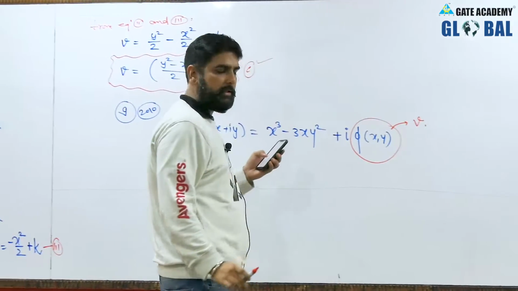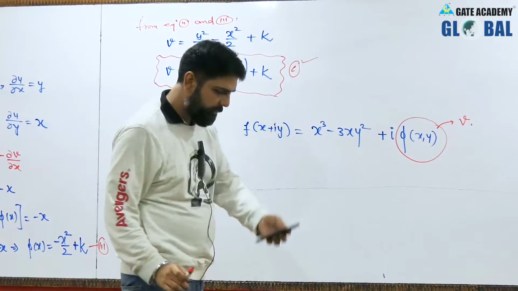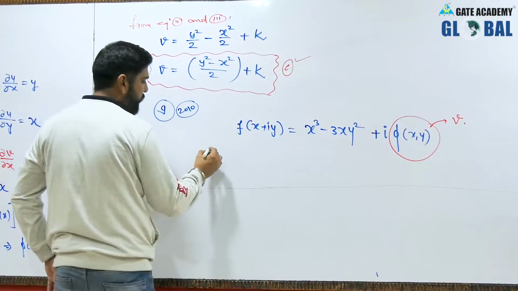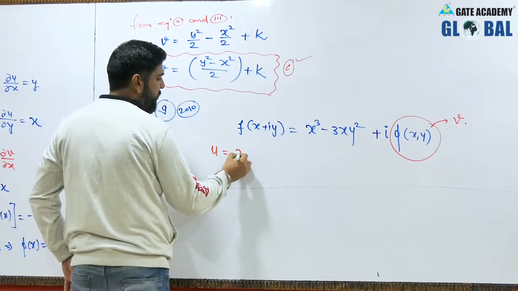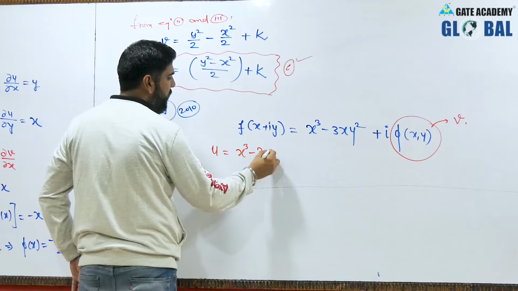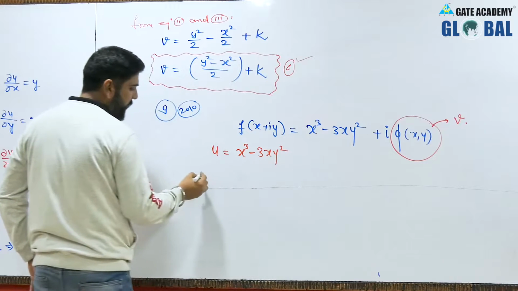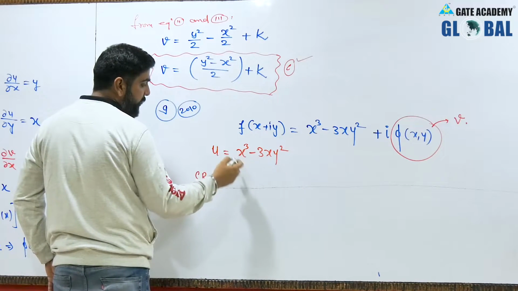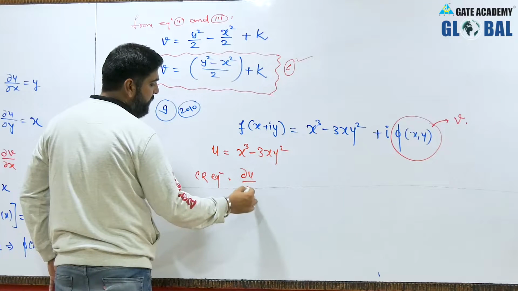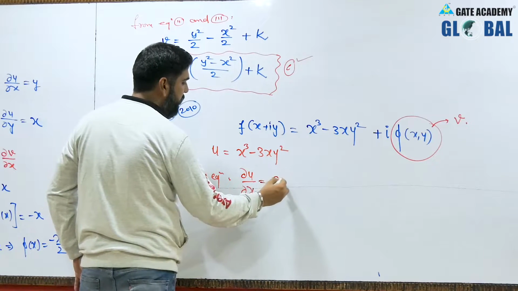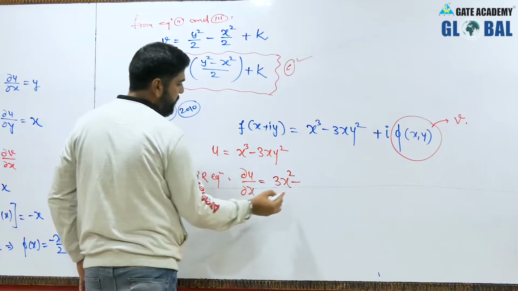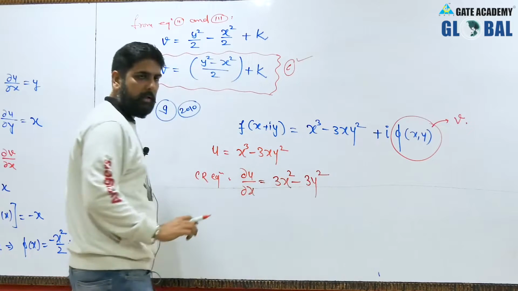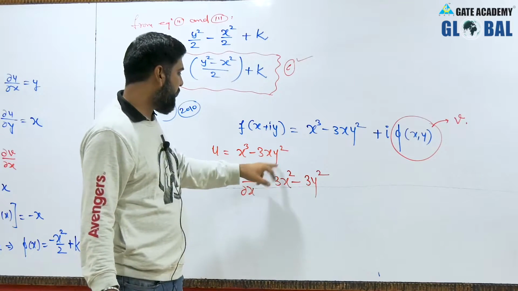So we need to evaluate this, right? Fine. Here is the function, and I have u, where u is x raised to power 3 minus 3xy square. You can apply the CR equation directly. Here I have u, and del u by del x is 3x square minus 3y square, with respect to x. Fine.